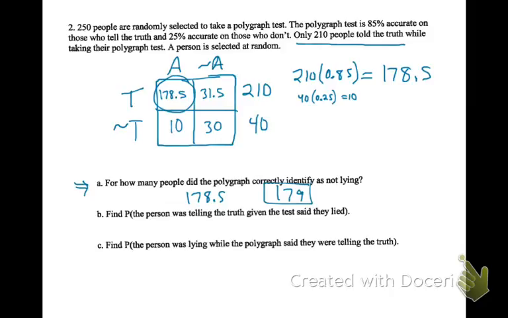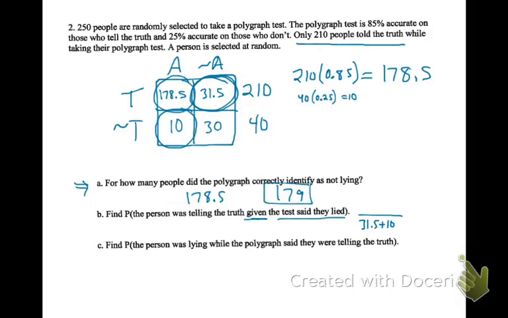Letter B, find the probability that a person was telling the truth given, so conditional, that the test says that they lied. So where in this diagram is the test telling them that they lied? Well, for those who tell the truth, it wasn't accurate. That's one place. And also, those who actually lied and it was accurate. That's what the test is. So the 31.5 plus the 10 is what we're going to be out of.